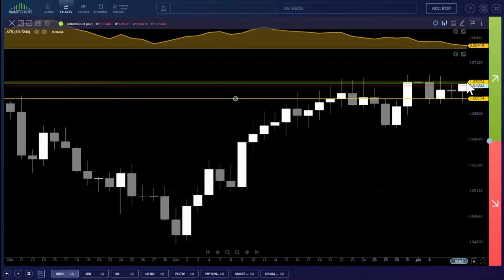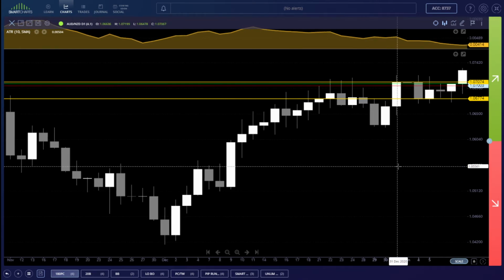I couldn't do anything on this one. I'll just have to leave this pair. I'd have to come back another day, know that I'm in a range, and then just wait. If I waited one more day, this is how I would get a candle like this.